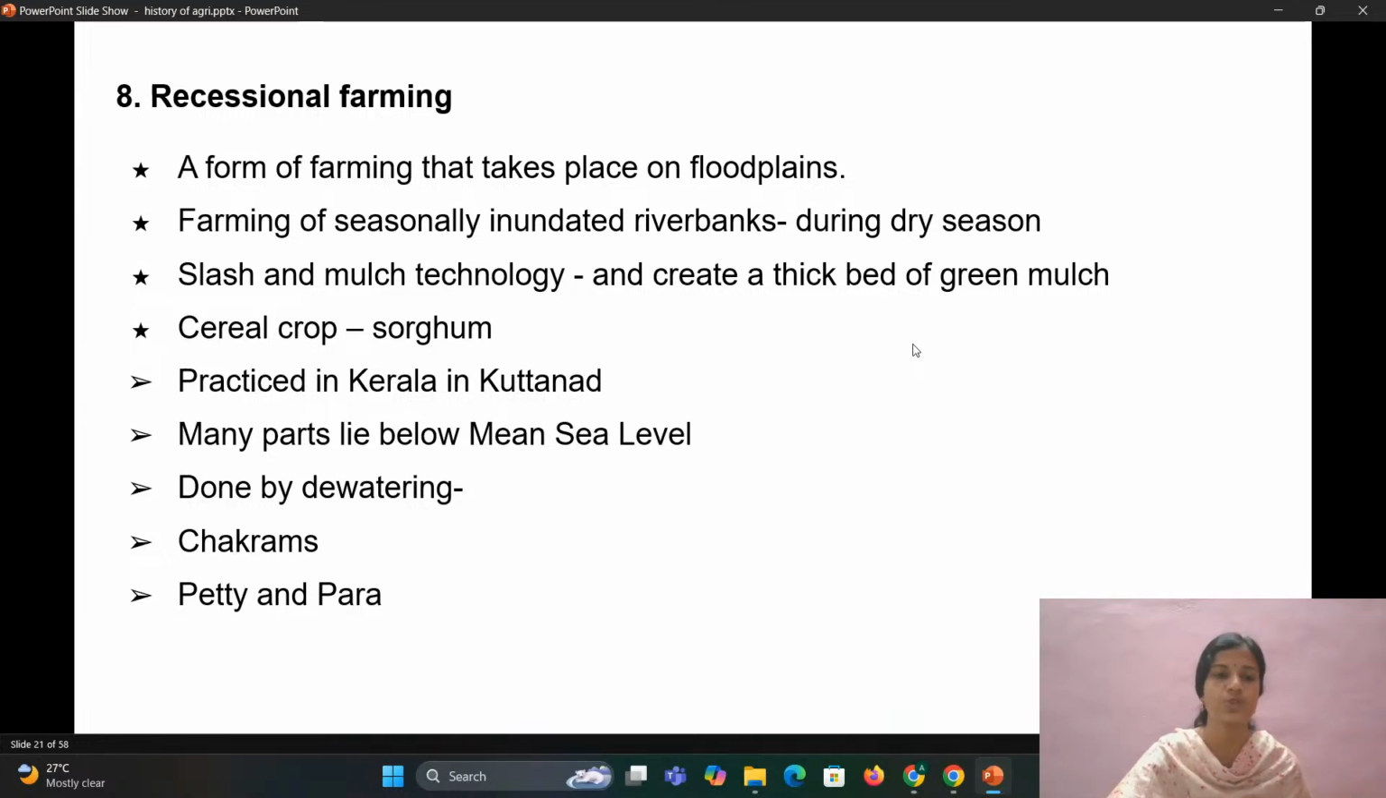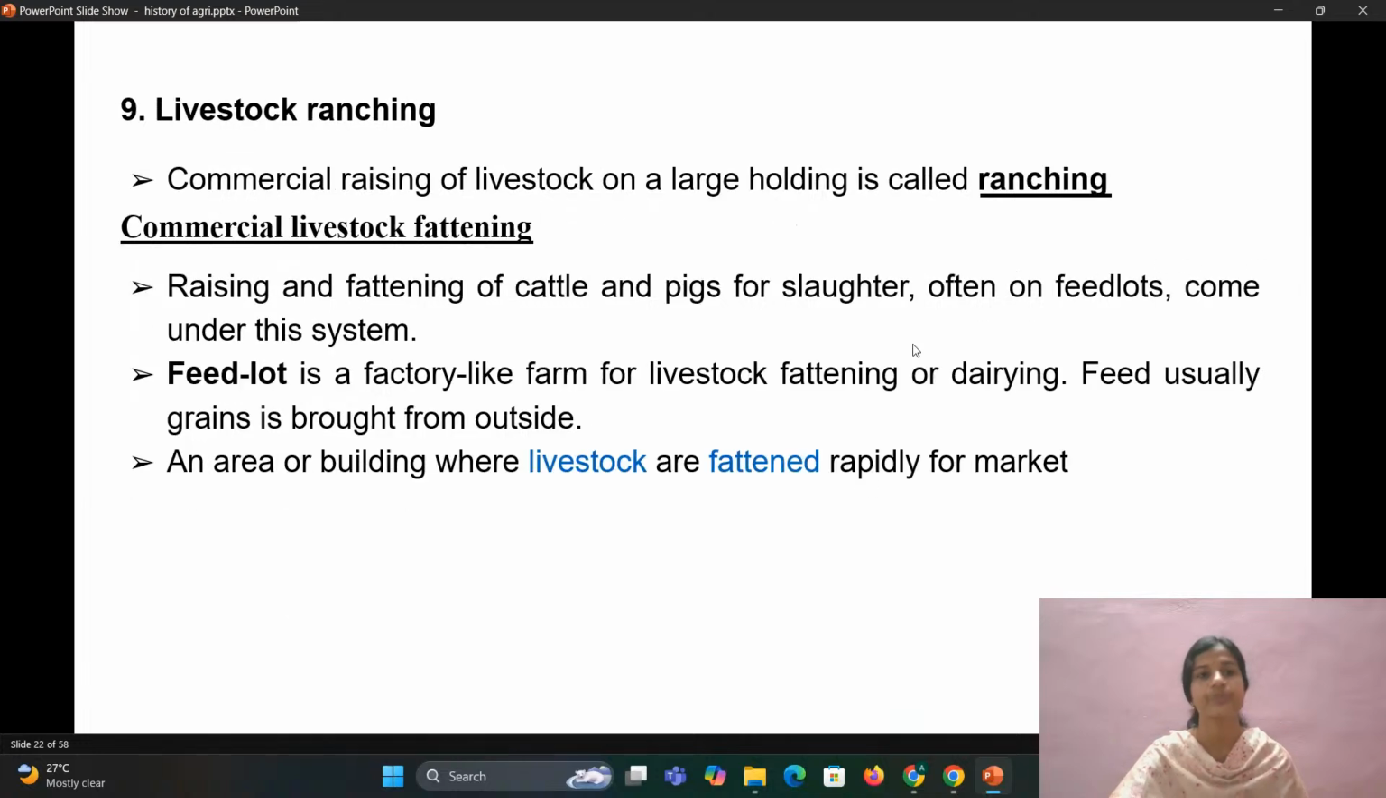The farmers also use a system known as petti and para for dewatering. Then another agricultural system is livestock ranching. What is ranching? Commercial raising of livestock on a large holding is known as ranching. The livestock will be allowed to graze on a large holding, that is known as ranching, or such holdings are known as ranches.